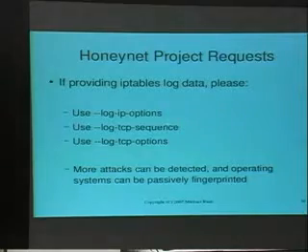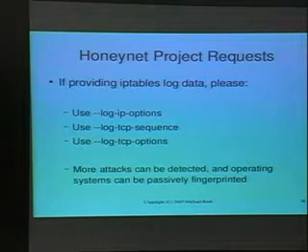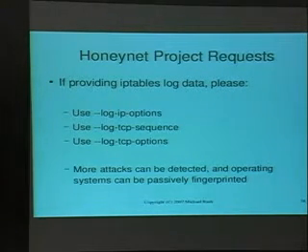Okay, so if you are running a project that's providing IP tables log data, I have a couple of requests. Use the log IP options, the log TCP sequence options, and the log TCP options command line arguments to your IP tables logging command. This will mean that your data will be a lot more complete. Fields that aren't logged by default will now be logged, and you can do things like passive OS fingerprinting calculation against those logs, and other types of attacks can be detected just because your logging output will be more complete.